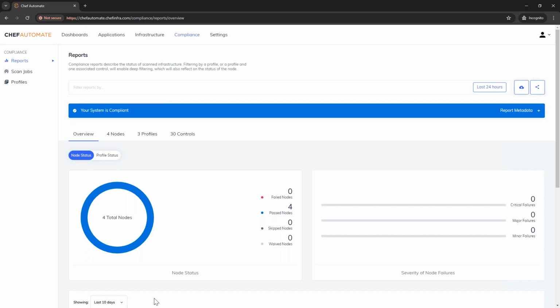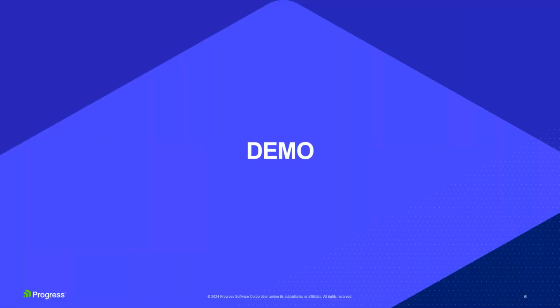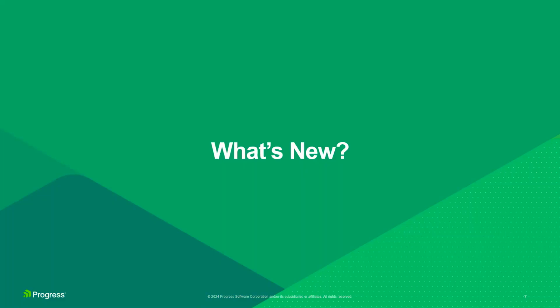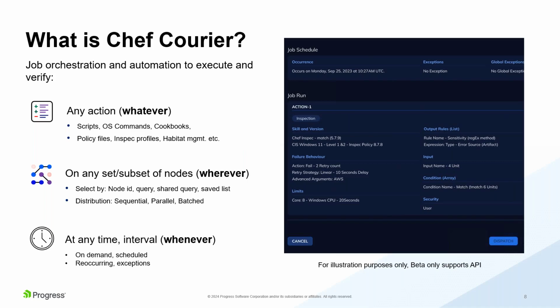But let's go back to our deck here and talk a little bit about what's to come. So what's new? That is Chef Courier. What Chef Courier is, it's a job orchestration tool solution, which is going to really provide more control than you ever need when it comes to orchestration of things.